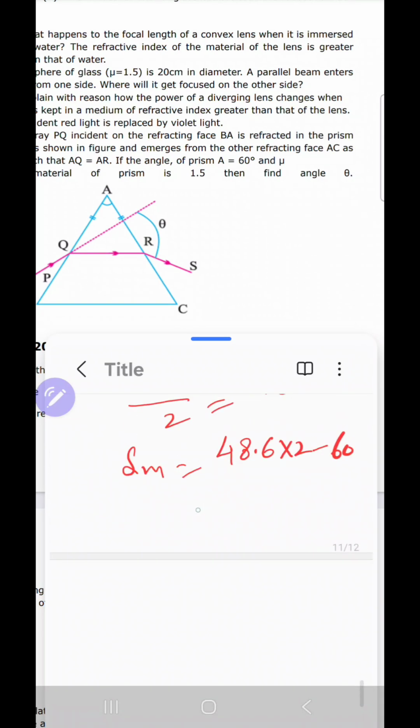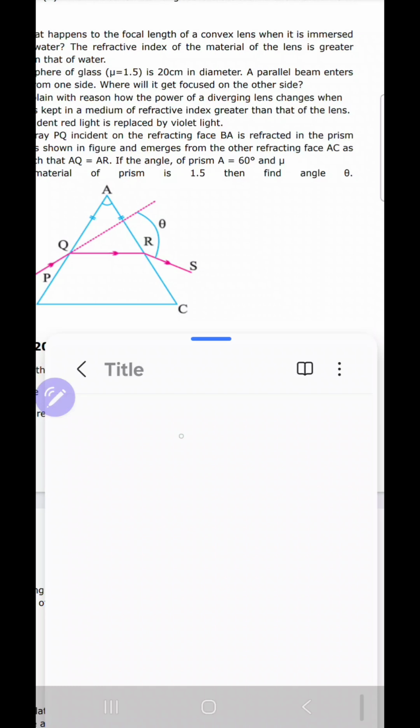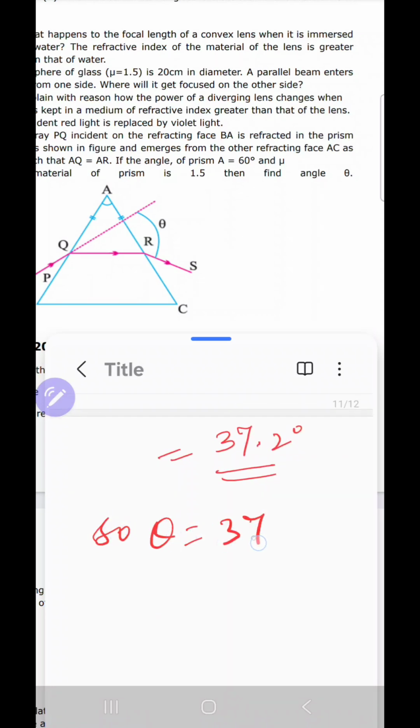So here we would get 97.2 minus 60, that is 37.2 degree approx. So this would be the angle of minimum deviation here, angle of deviation, that is theta. So here theta is 37.2 degree. So that's all for the 5 questions. Thank you.